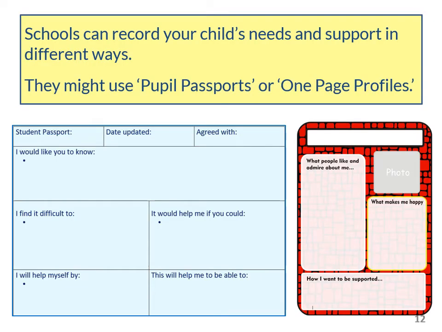Schools can record your child's needs and support in different ways. They might use resources like pupil passports or one-page profiles like the templates you can see on screen. Whatever form is used, what is important is that you and your child have been fully involved and fully understand what has been agreed. In order to engage with the support in school, your child needs to understand what the point is, in other words, what they will be able to do with the help. And they need to know what that support will look like so they can be prepared for what to expect. And you need to be clear so that you can support your child to work with school.